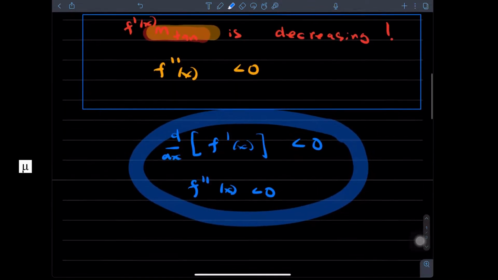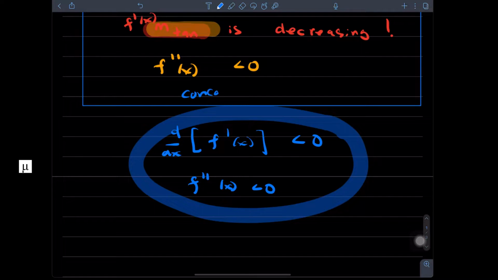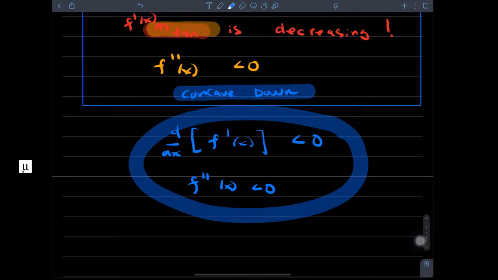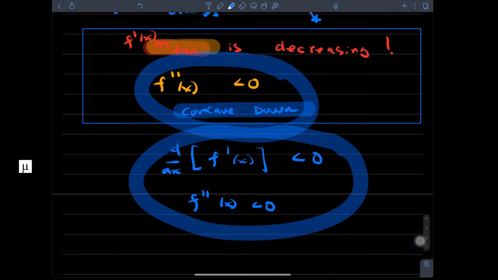This is what we call being concave down. You're concave down. The second derivative is what? Is negative.